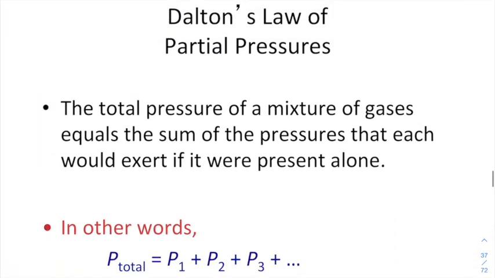All right, so next up we're going to talk about Dalton's law of partial pressures, which sounds more challenging than it is. Dalton's law of partial pressures simply says that the total pressure is the sum of the individual pressures of the gases. Every gas exerts its own pressure, and total pressure is just the sum of those. The total pressure of a mixture of gases equals the sum of the pressures that each would exert if they were present alone.